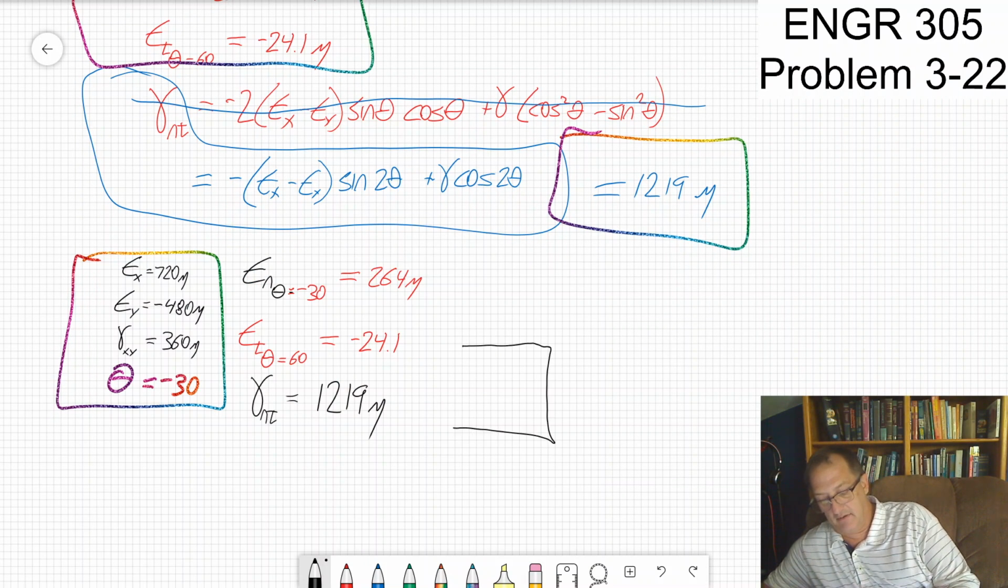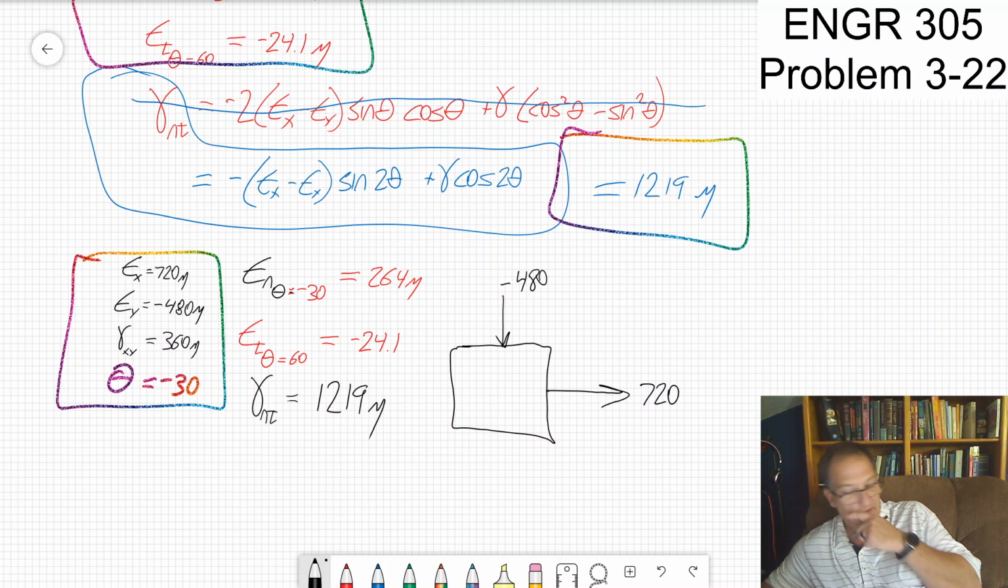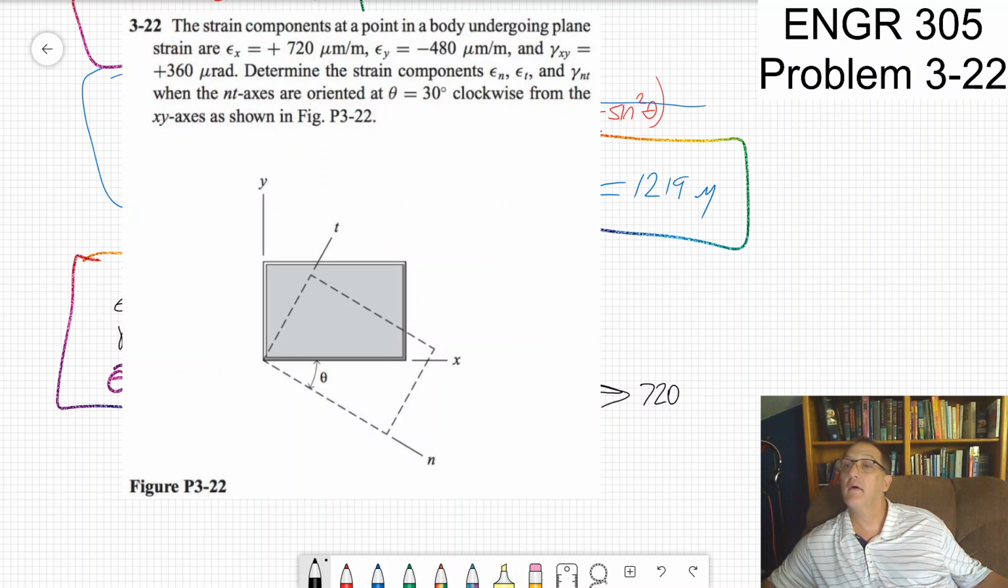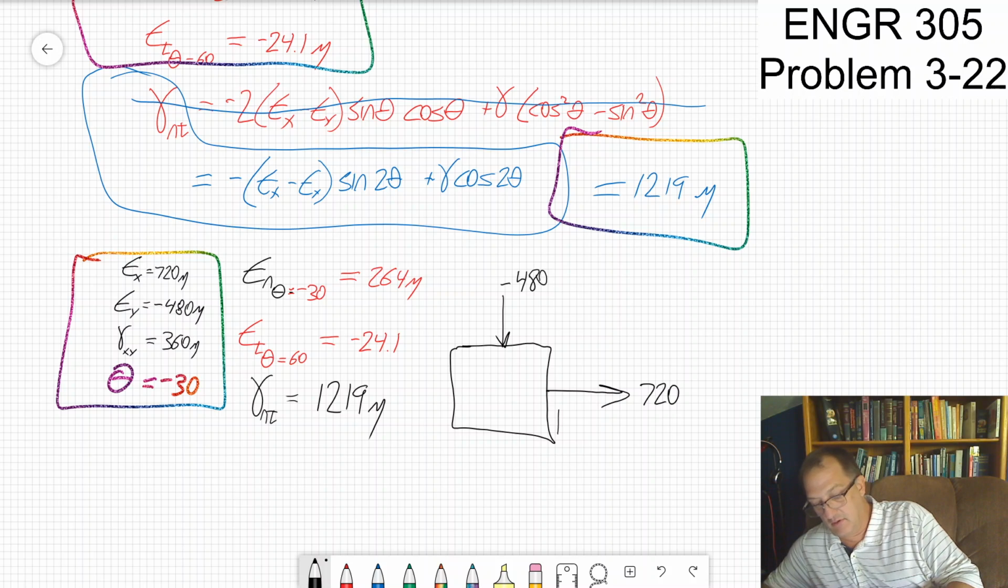If I draw my normal, then this is 720. This is minus 480. And this is 360. Is that right? 360.